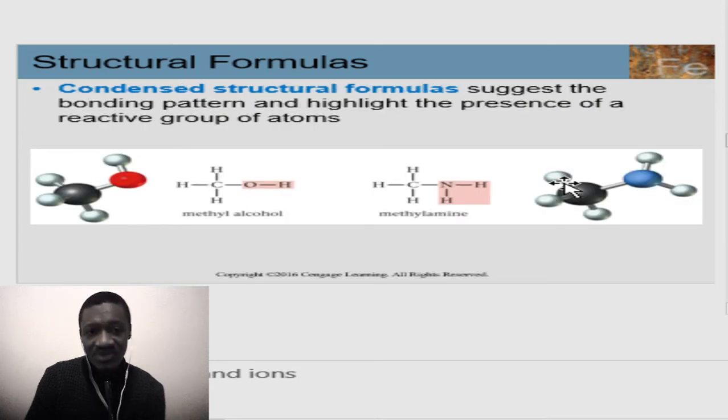So you have what we call condensed structural formula. It's still structural formula, but this one now is condensed. Think of anything that's called condensed. It's something that's put together. So this one suggests the bonding pattern highlighted presence of a reactive group of atoms. It can be called reactive group, or it can be called functional group. The reactive group and functional group.